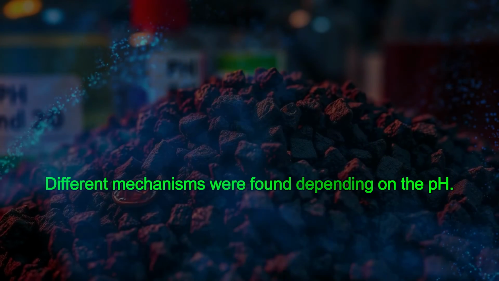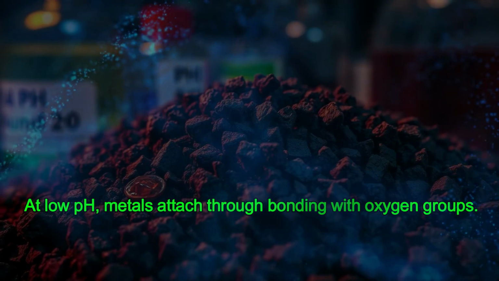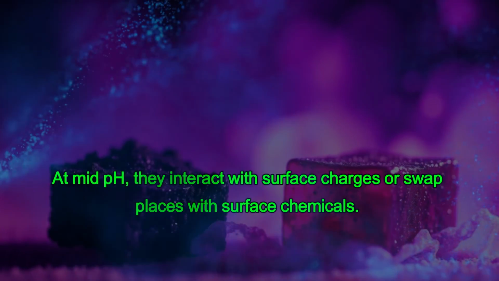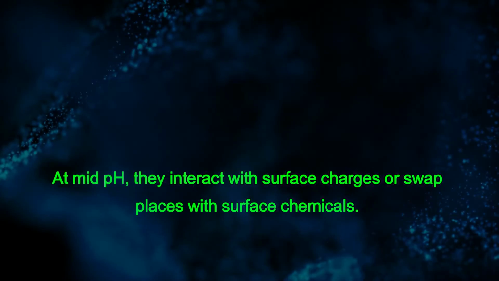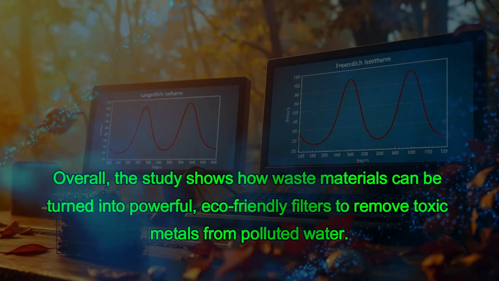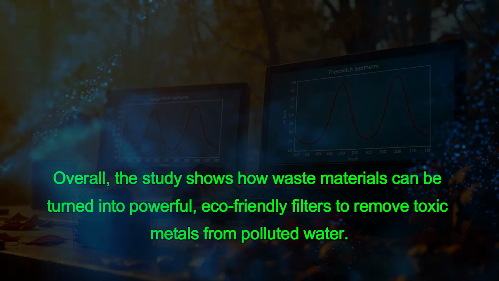Different mechanisms were found depending on the pH. At low pH, metals attach through bonding with oxygen groups. At mid pH, they interact with surface charges or swap places with surface chemicals. Overall, the study shows how waste materials can be turned into powerful, eco-friendly filters to remove toxic metals from polluted water.